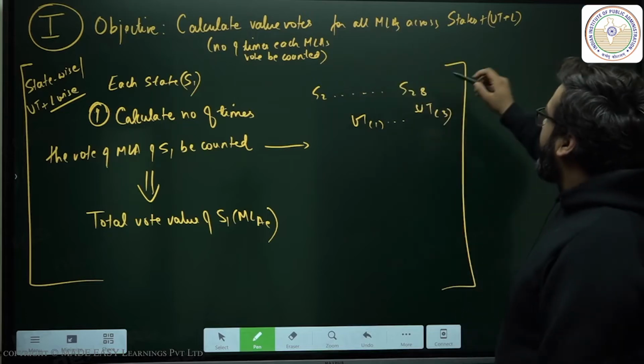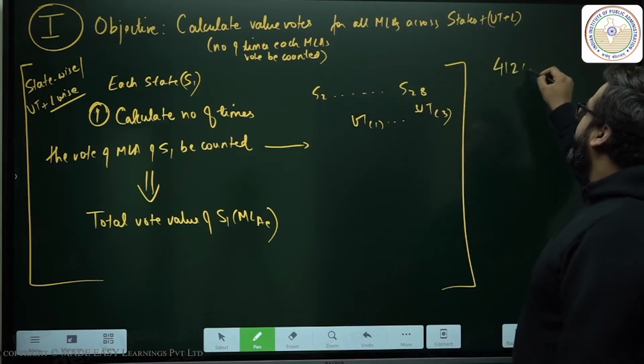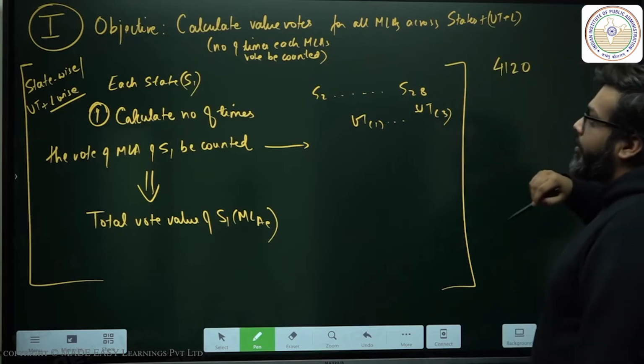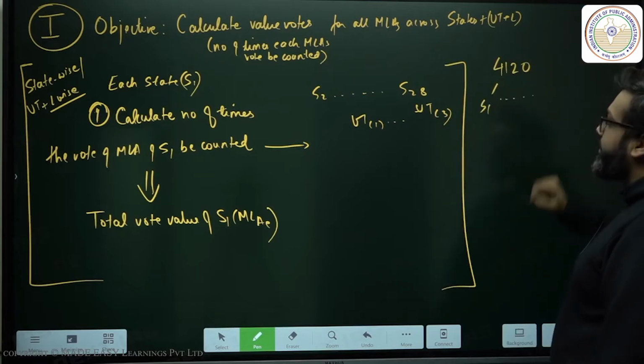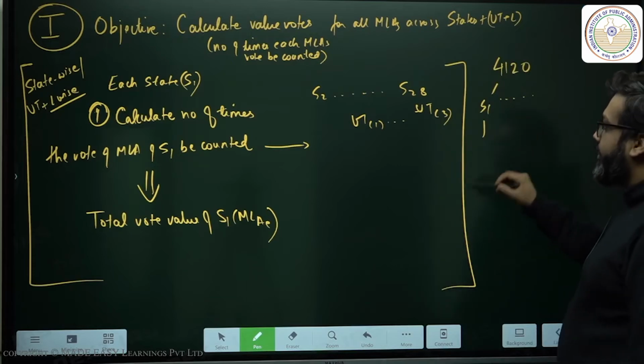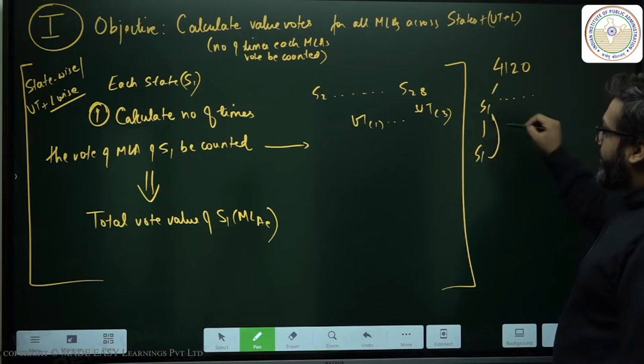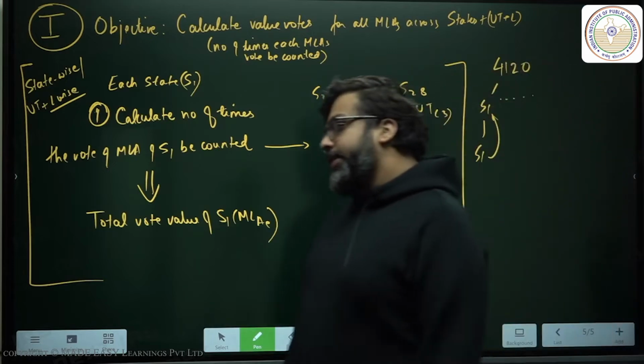We have to figure out how many times 4,120 MLA votes will be counted. This will have to be done state-wise, and for that we will first calculate for each MLA of that specific state and the total vote values of that state. This is basic maths.